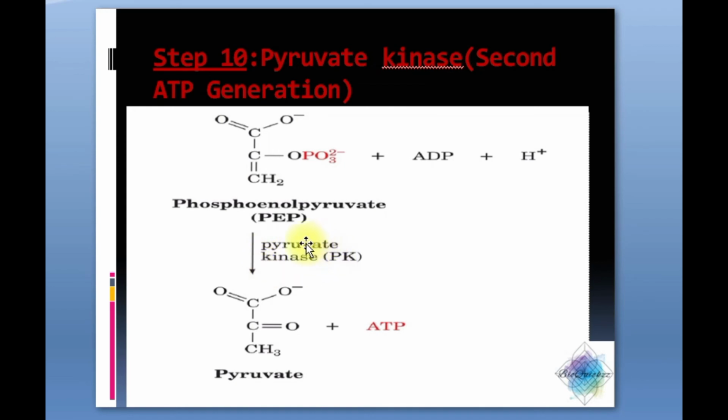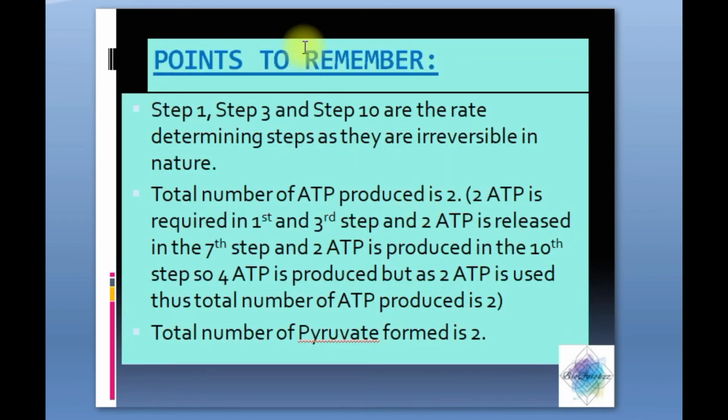Kinase means the transfer of a phosphoryl group between ATP and the metabolite. Here we can see that the metabolite transfers its phosphoryl group to ADP, and hence ATP is formed and pyruvate is also formed. This is step number 10. And now we have some points to remember which are very important.